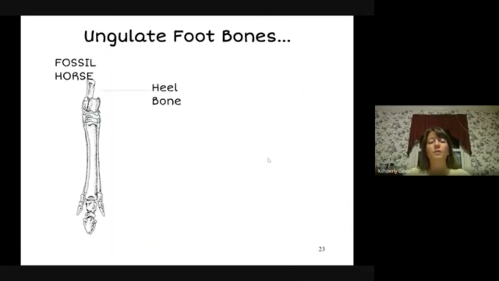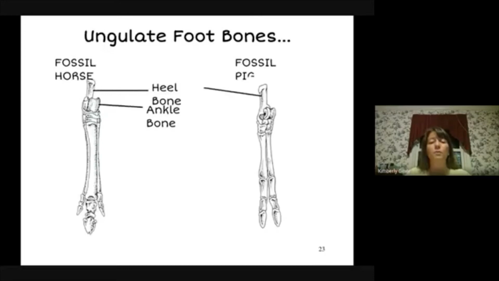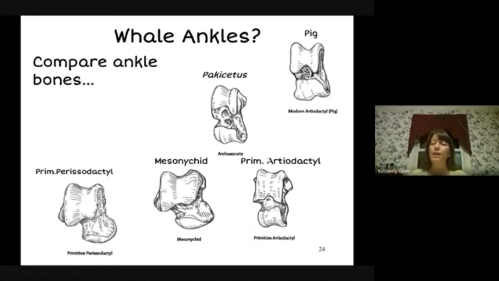And we can look at horses and pigs, and then we can compare these ankles. So here we've got a bunch of different pictures of ankles. We've got pigs from today. We've got mesonychids. We've got other primitive perissodactyls and primitive artiodactyls. And we have Pakicetus. Pakicetus is our whale. Okay, it's one of those ancient whales that still had a leg that was big enough that we could find an ankle. So let's compare these.